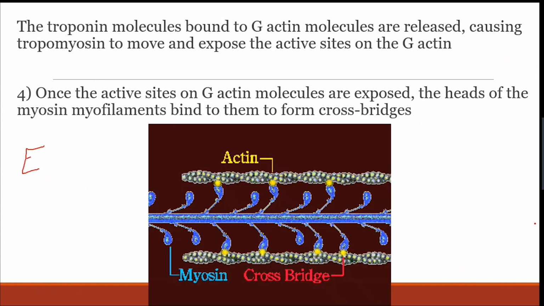Now, I told y'all, anytime you see the letter G actin, you can replace it with the letter F. It doesn't matter to me which one you call it. It's the same thing. G is singular, F is plural, doesn't matter. So once the troponin moves, it causes the tropomyosin to move and expose the active site on the F or G actin. Once the active sites on the F or G actin are exposed, that allows the myosin to form cross bridges. That's it. That's your answer to the essay question.